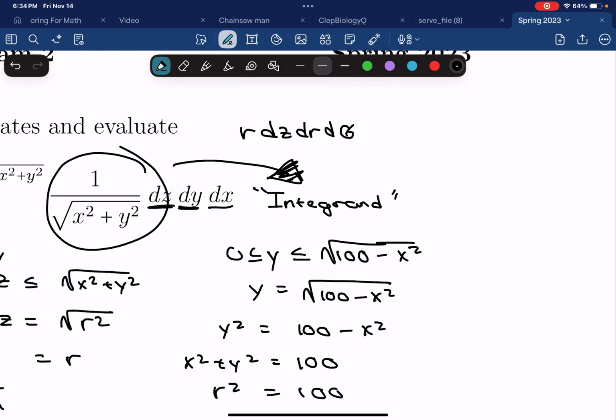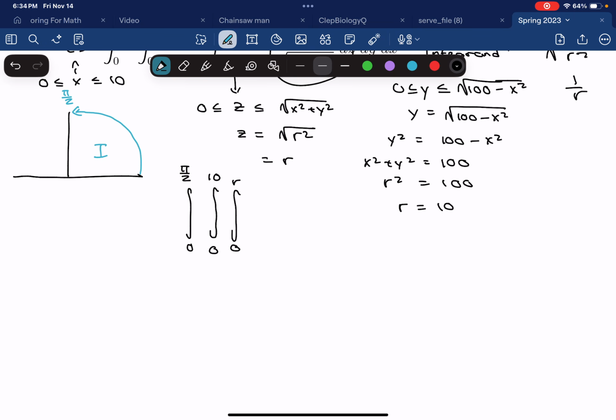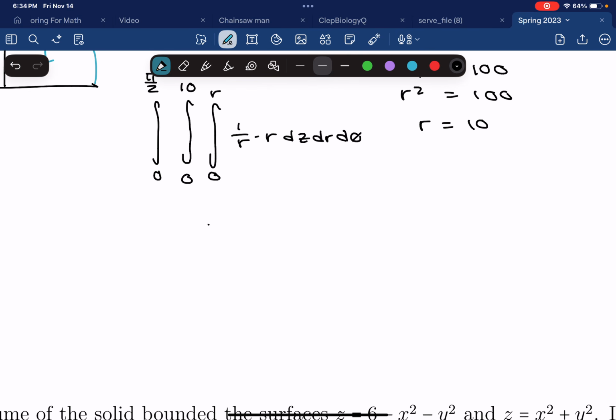This will just become 1 over the square root of r squared, just 1 over r. So it'll be 1 over r times r dz dr d theta, which in this case, these just become 1. So you get 1 dz, which gets us z evaluated between 0 and r, which just becomes r.